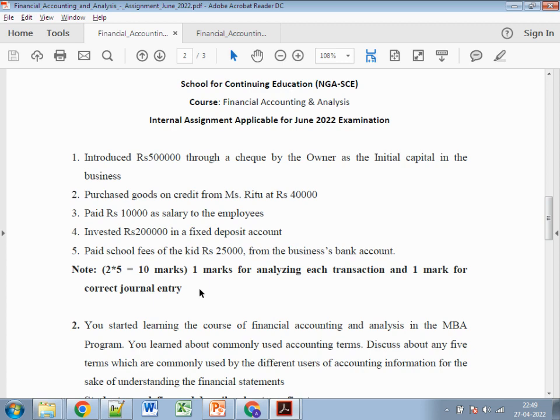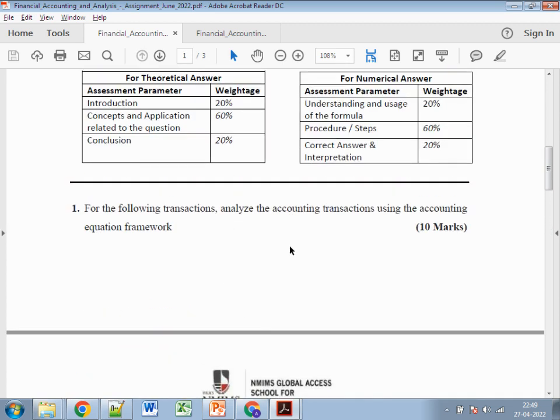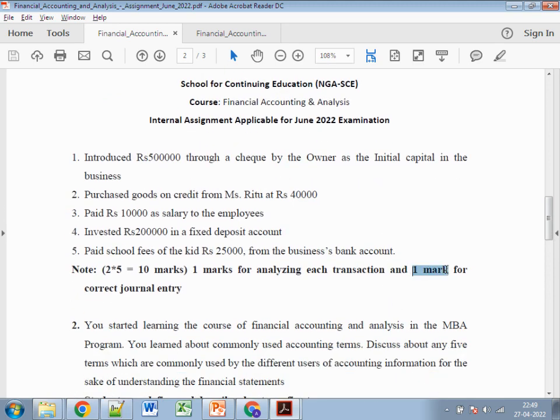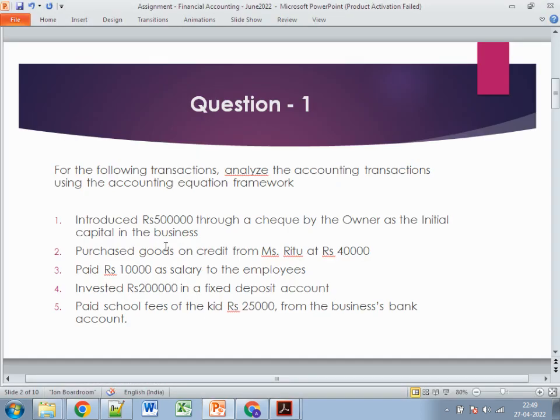Okay, so here two things you need to specify. The very first thing is the accounting transactions, and the second thing is the journal entry. If you see here, 1 mark for the correct journal entry, right? So two things you need to write, right?